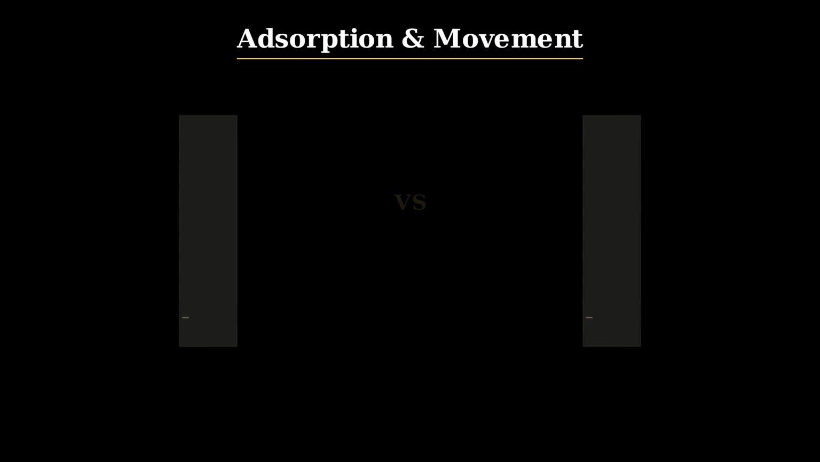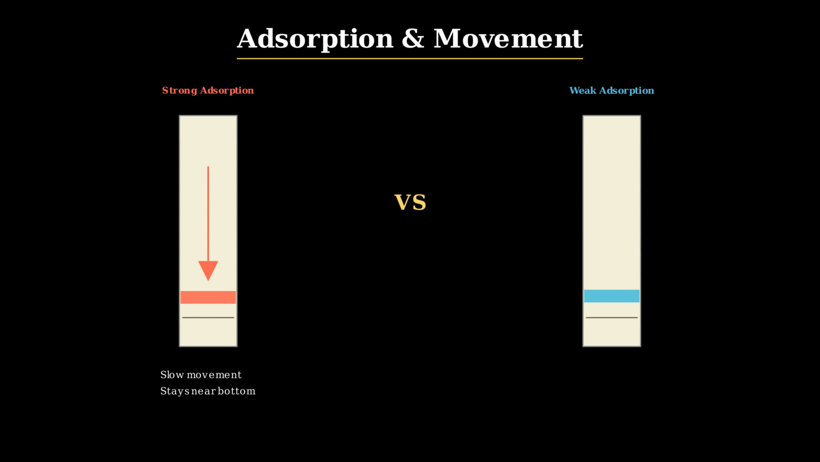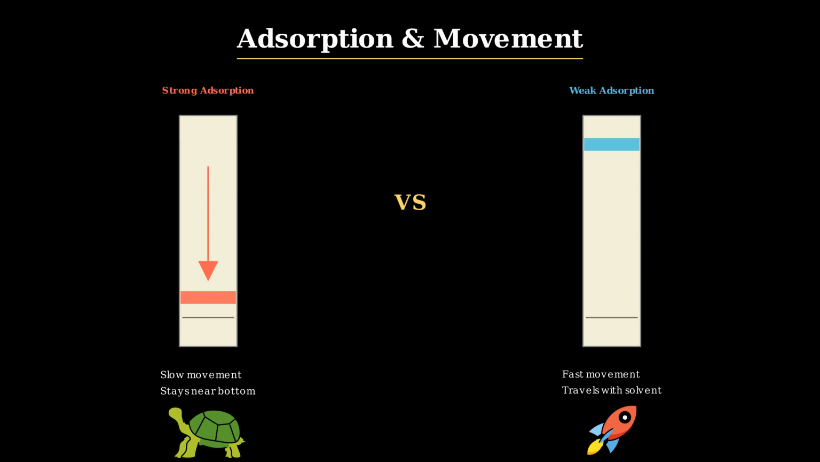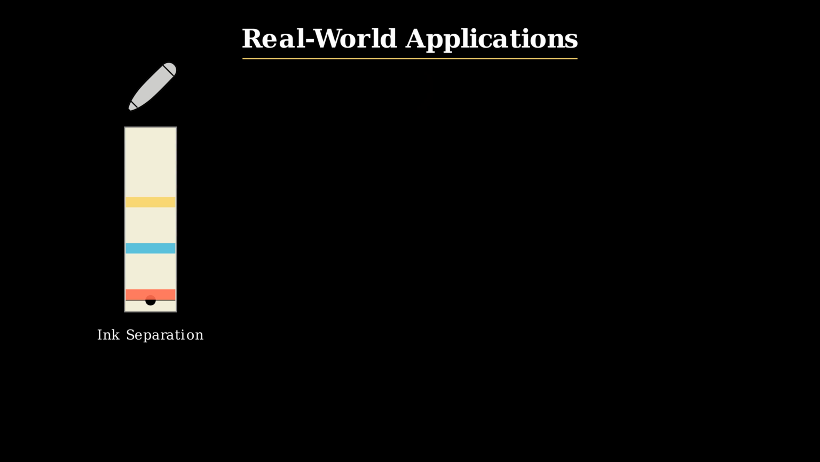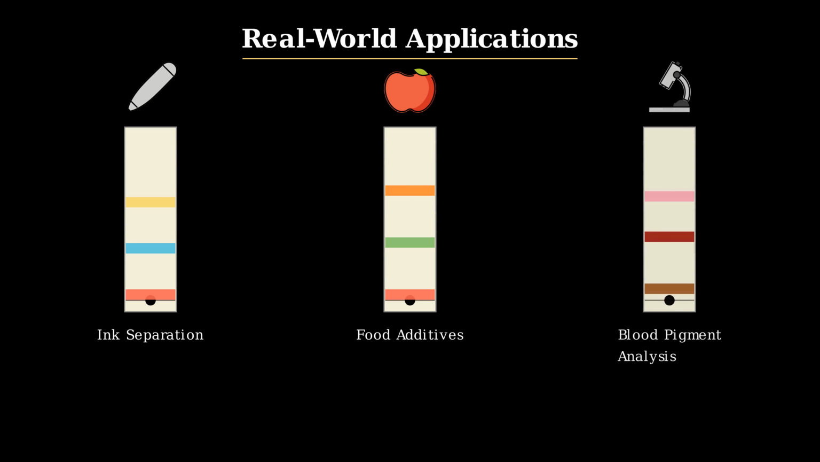A dye that adheres strongly to the paper travels slowly and stays near the bottom. A dye that adheres weakly travels quickly with the solvent reaching the top. Chromatography is used to separate ink dyes from markers and pens, to identify additives in food colors, and to analyze blood pigments in forensics.